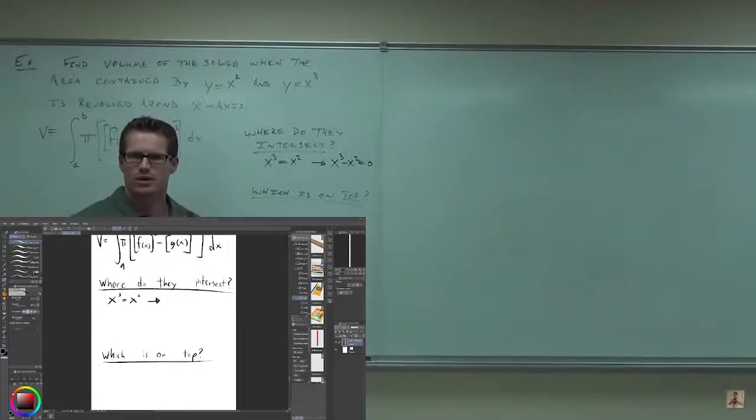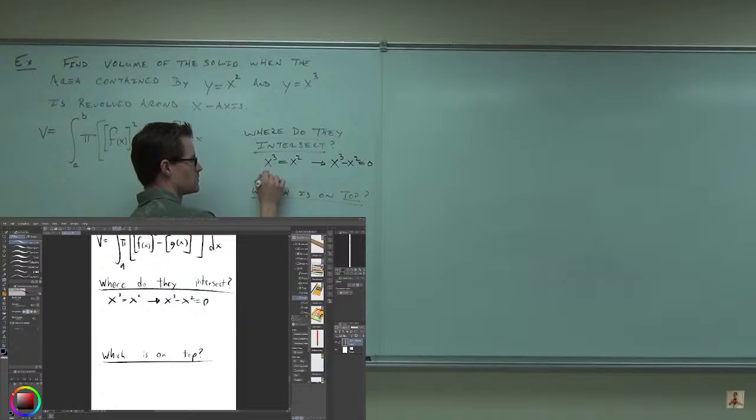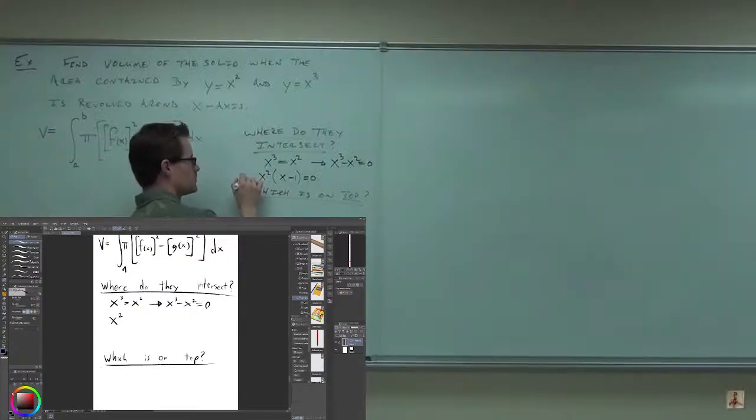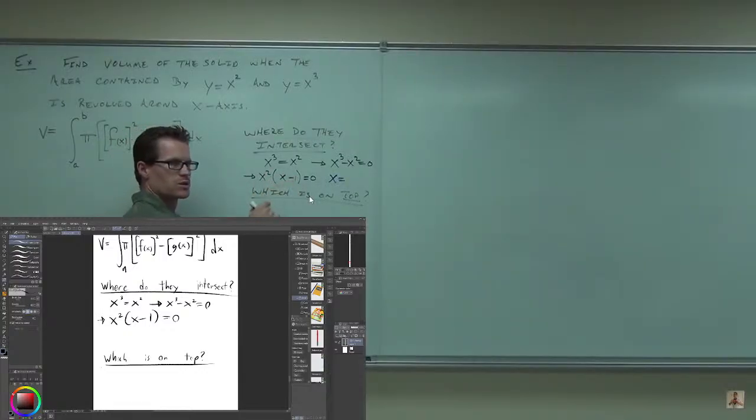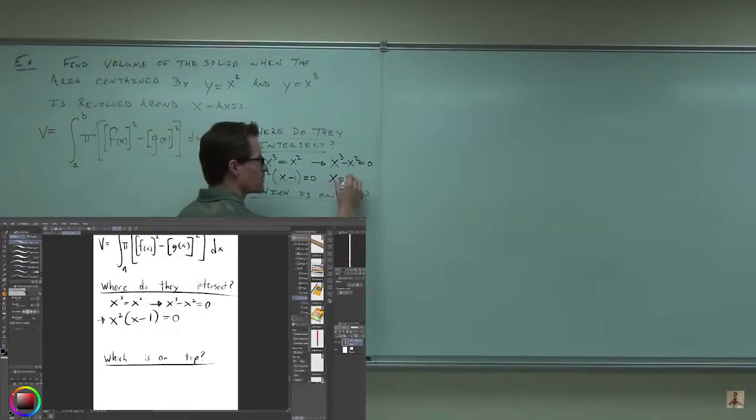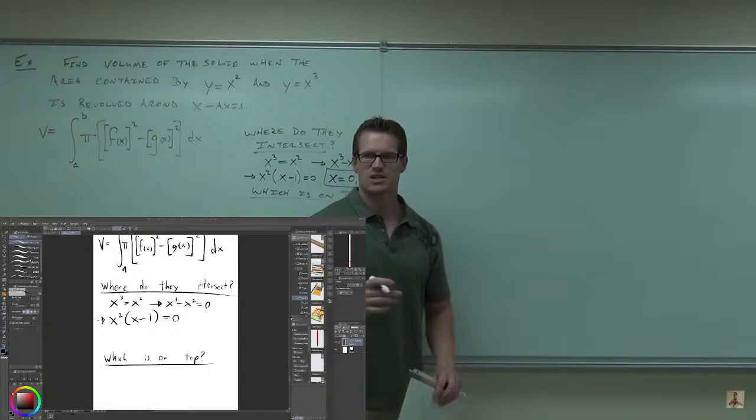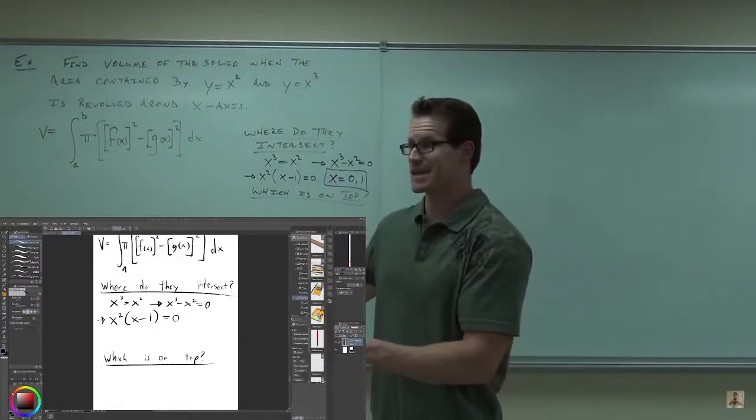x cubed minus x squared equals 0. Now what? If x squared times (x minus 1) equals 0, can you solve for my x's, please? 0, 1. Perfect. Not so bad. In fact, it's very similar to what you did for finding the area because that's exactly the same idea that we're doing, only we're revolving around some sort of an axis.